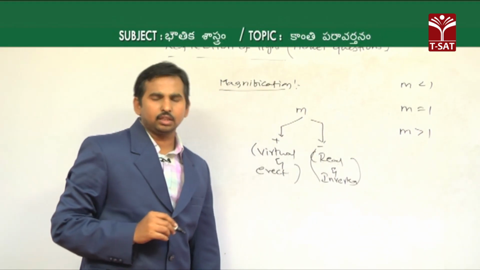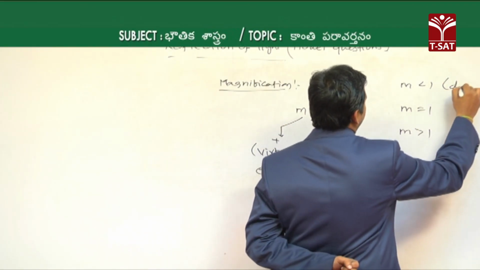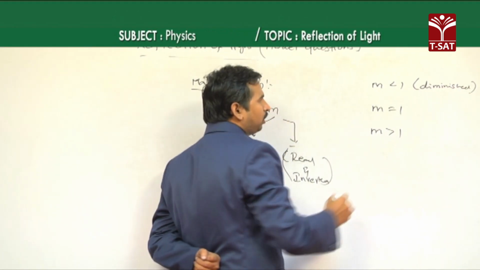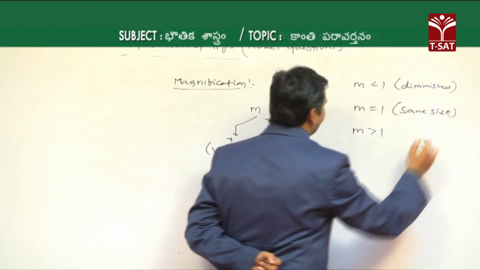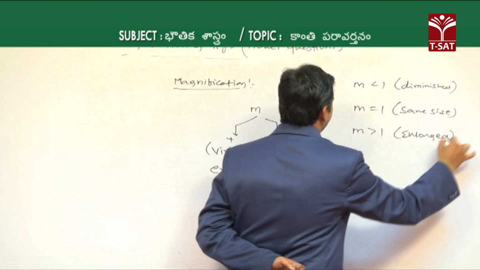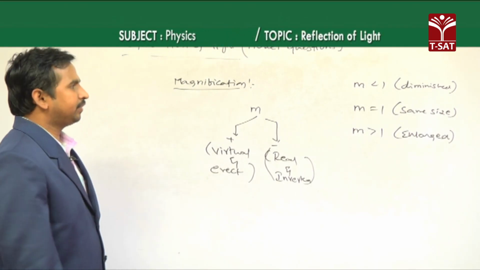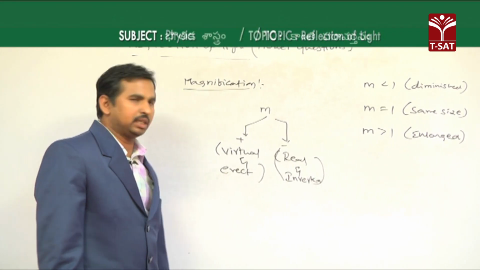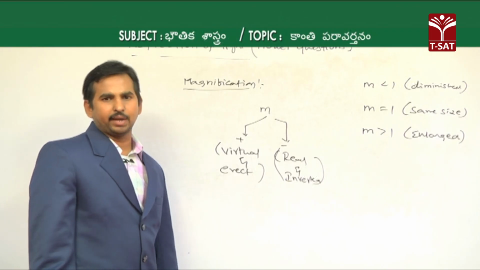When m is less than 1, it represents a diminished image. If m is equal to 1, it is of the same size. And when m is greater than 1, it is called an enlarged or magnified image. So based on the sign of m, along with the different values of magnification less than 1, equal to 1 and greater than 1, different mirrors can give different types of magnification.